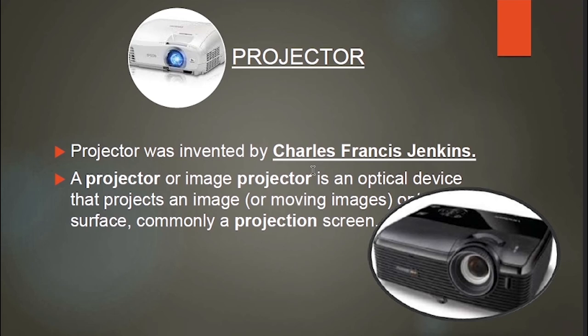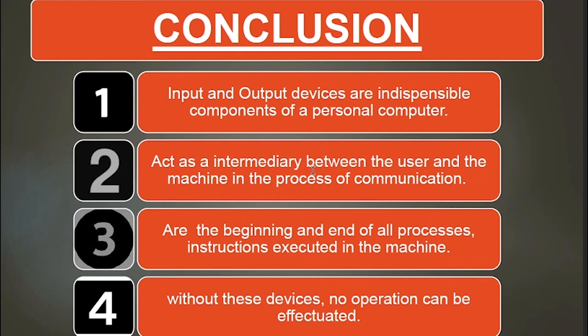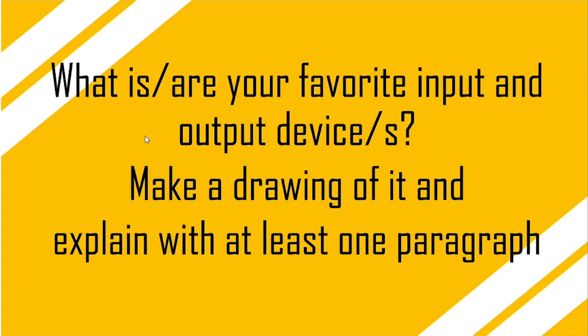So yan, madali naman din explain, naglalabas siya ng ating output para din siya monitor. So ang difference lang, nag-image siya ng light sa mga walls para dun lumabas yung mga output na gusto nating panoodin. And then yun po ang ating input and output devices. And our activity for today is what is or are your favorite input and output device or devices? Make a drawing of it and explain with at least one paragraph. Okay po, so gagawin natin yan habang nandito tayo sa ating Google Classroom.